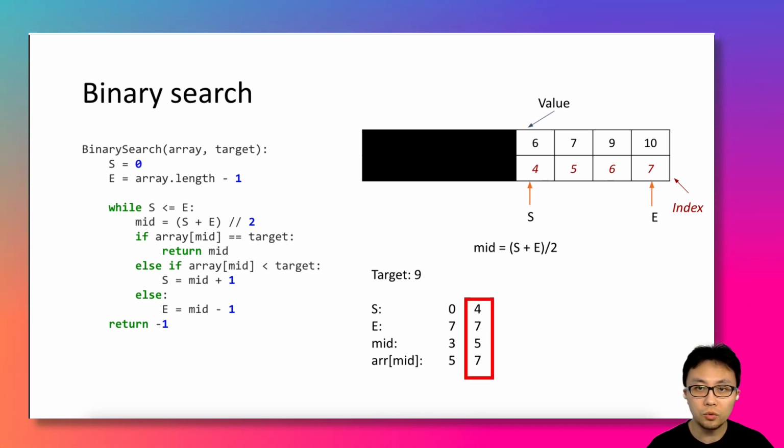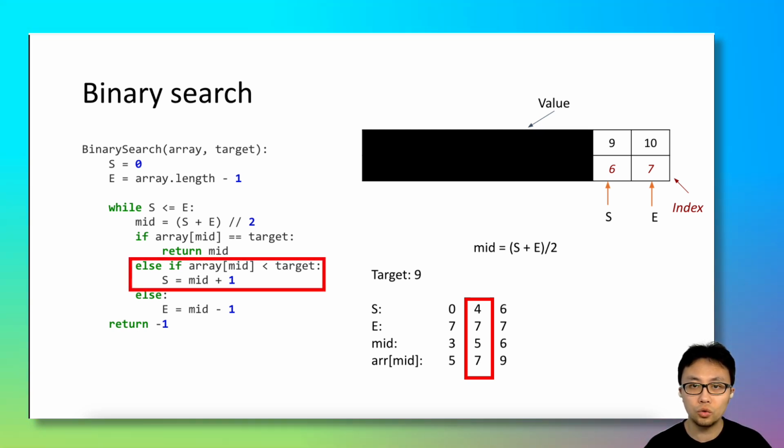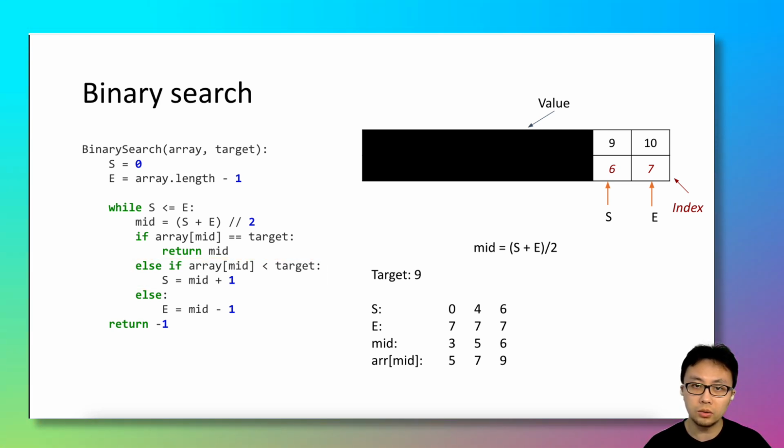The mid is recalculated to 5 this time. The element corresponding to index 5 is 7. 7 is still smaller than the target 9, so this line will be triggered again. It will update s to mid +1, which becomes 6. Because s is still smaller than e, the next iteration of the while loop will be triggered. In the next iteration, the middle index is recalculated and updated to 6, whose corresponding element is 9. 9 is equal to the target. It will return the index, and the job is done.